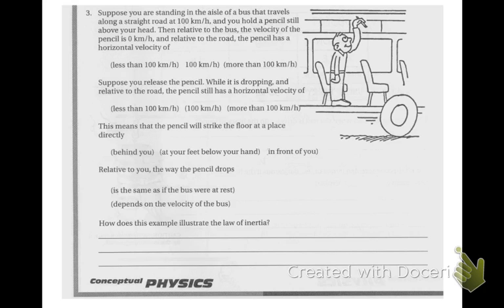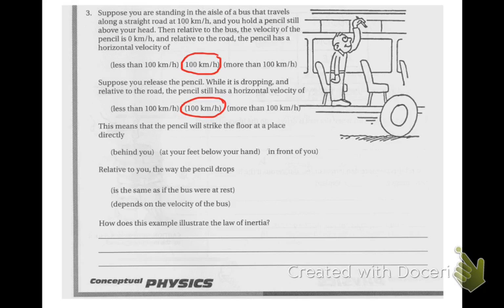You, the bus, and the pencil are all moving at the same velocity. So relative to one another, you're moving 0 kilometers per hour. However, relative to the road, the pencil has a horizontal velocity of 100 kilometers per hour, because that pencil is on the bus that is moving 100 kilometers per hour relative to the road. Suppose you release the pencil. While it is dropping, relative to the road, the pencil still has a horizontal velocity of 100 kilometers per hour.